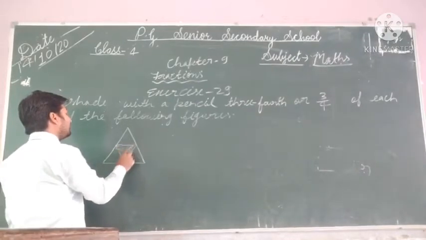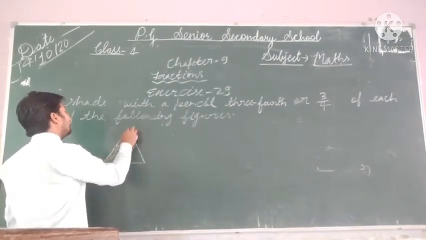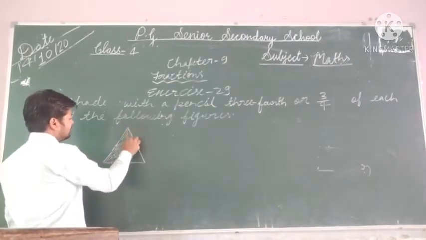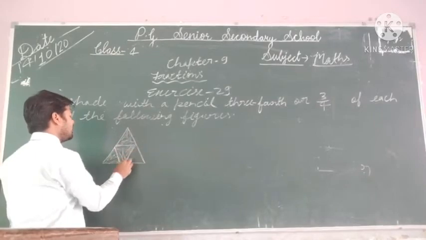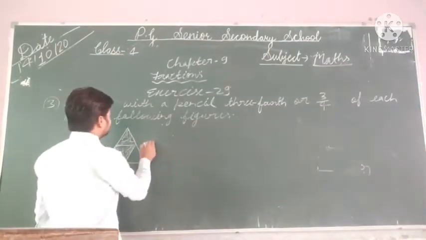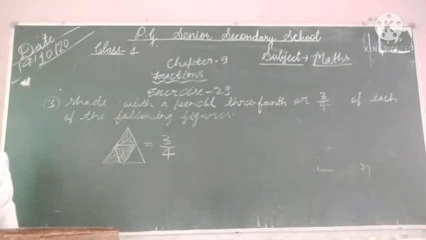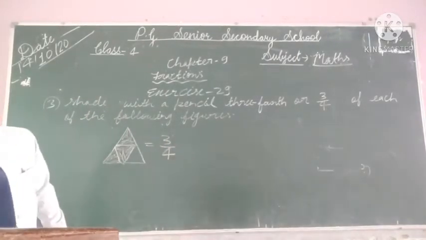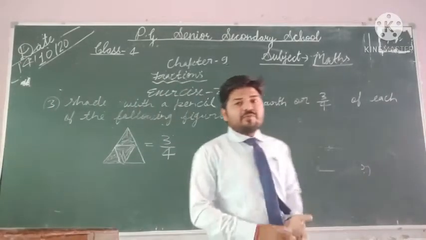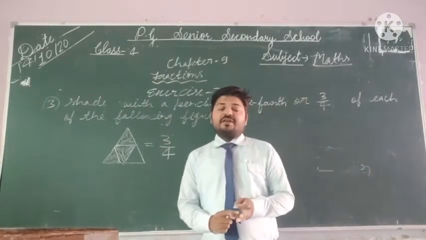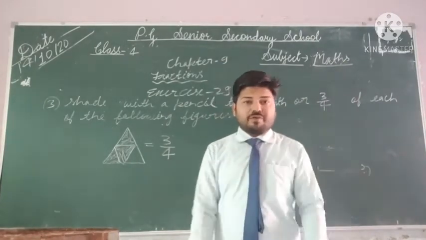So 1 part and 2 part and 3 part. So out of 4 parts I have colored here 3 parts. So you can write here 3/4. Okay. So like this you can do this exercise 29. Dear students, listen carefully to me. Exercise 29 you have to fill in book.